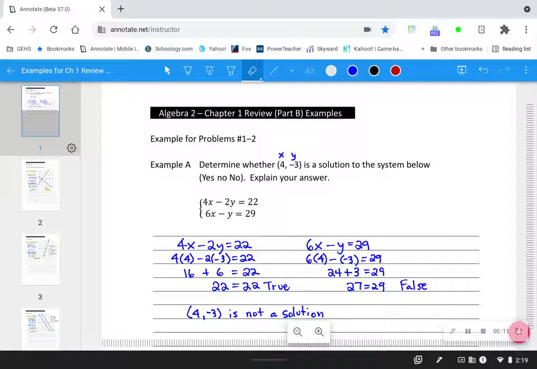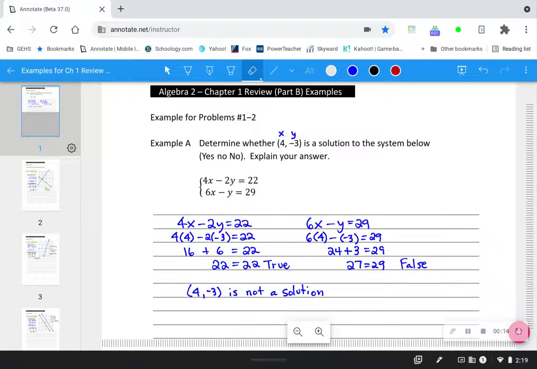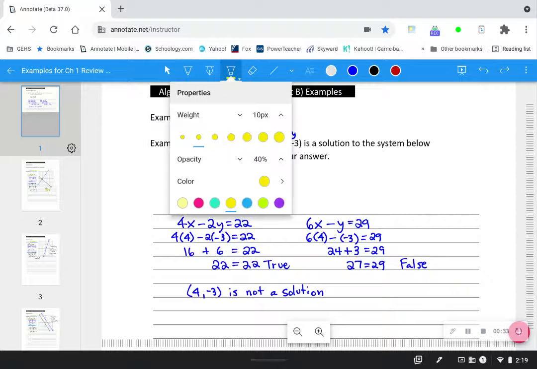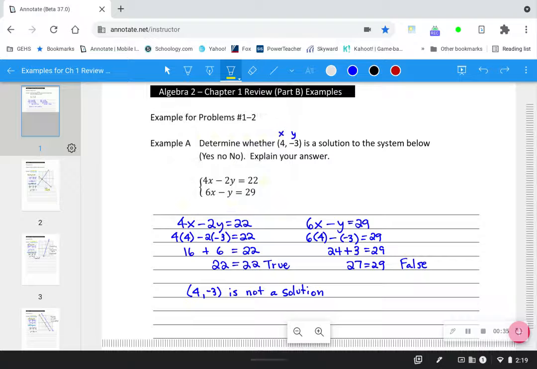So for the first two problems, problems 1 and 2, you're asked to determine whether a given point is part of the solution set. So I've got this point right here, x being 4 and y being -3, and we're going to simply plug these into the two equations that were given here. Let me highlight things so you can see it better.